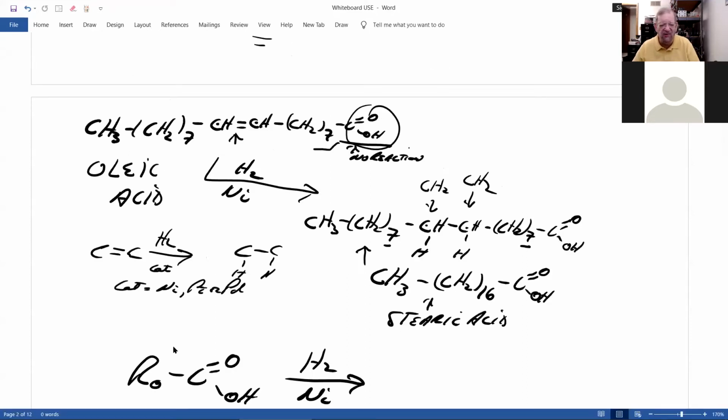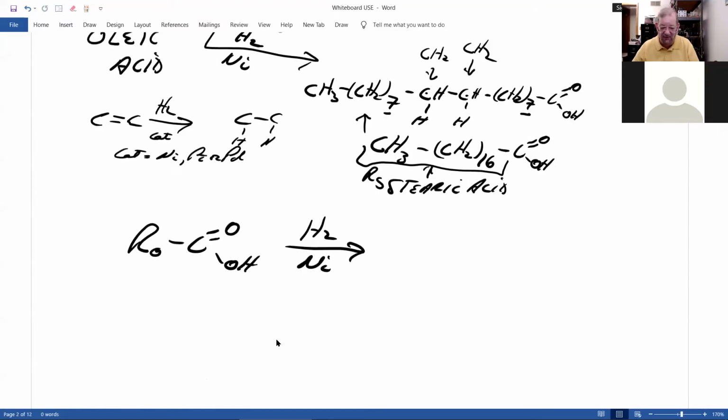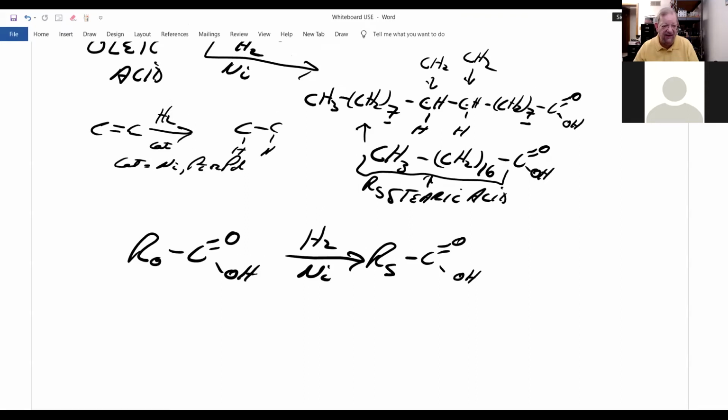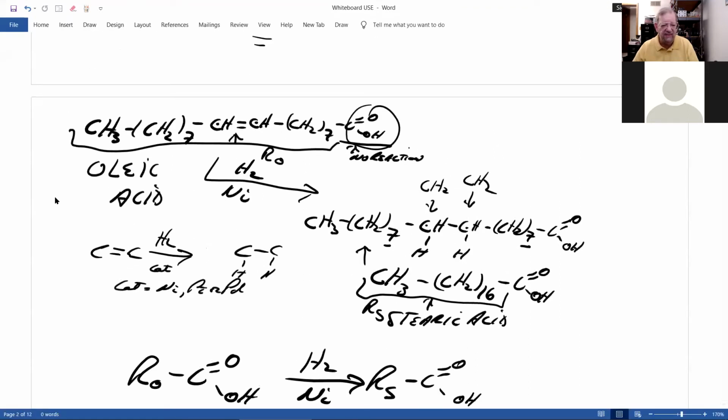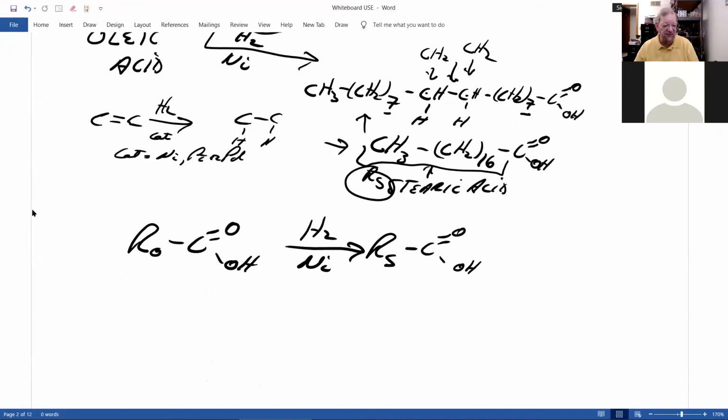What did I say in oleic acid? This is R sub O. What did I say in stearic acid? What is this? R sub S. So the answer to this problem would be this. When we hydrogenated the double bond and got rid of it to make this, R sub O becomes R sub S. And this has a carbon-carbon double bond in that R group. This has none. That's how it happens when you hydrogenate it.